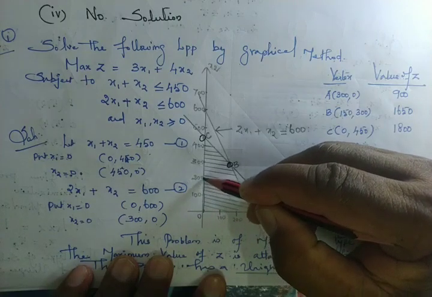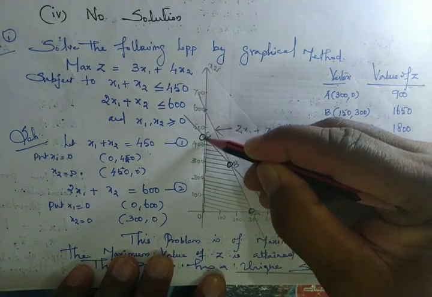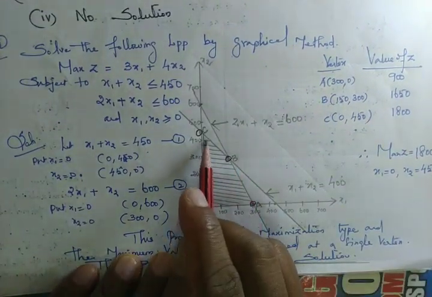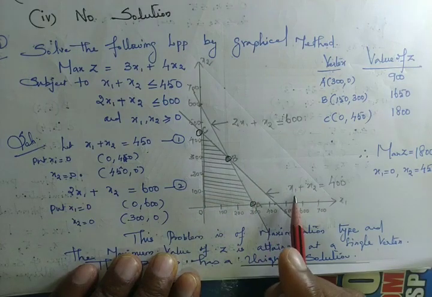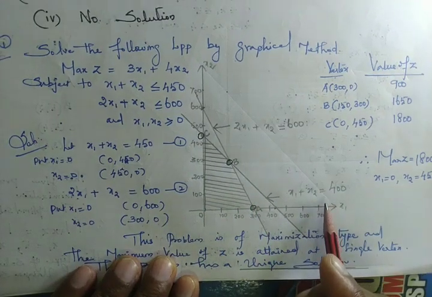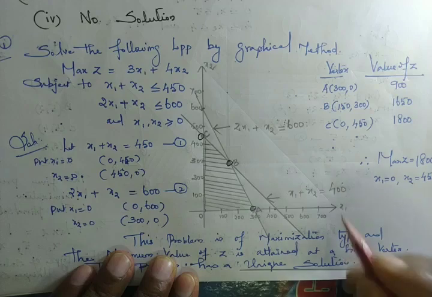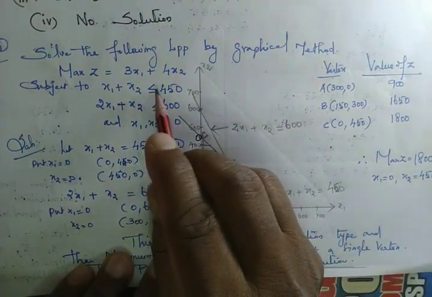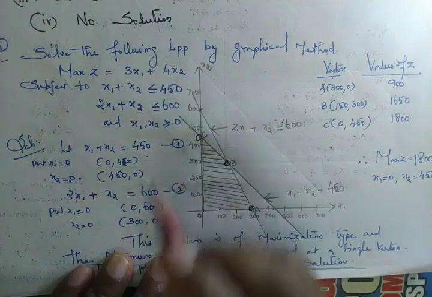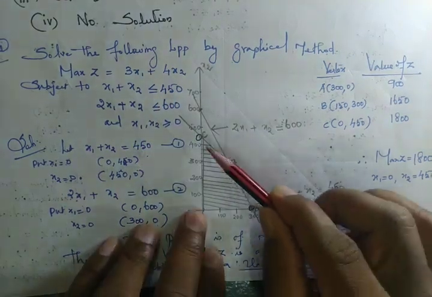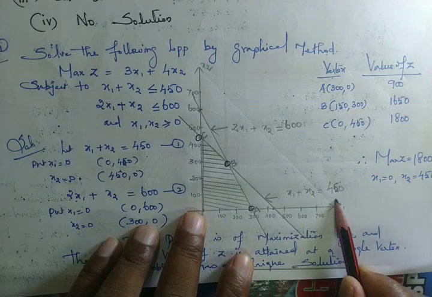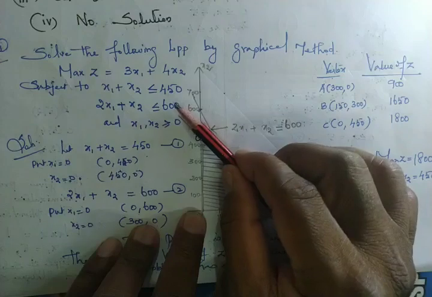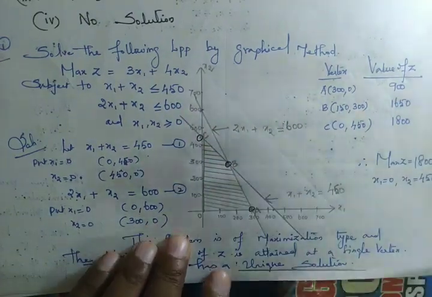You come onto the line, but you can't cross it. This is the line equation x1 plus x2 equal to 450. The original constraint is x1 plus x2 less than or equal to 450, so your region lies below the line. The original problem says less than or equal, so your region is below this line.